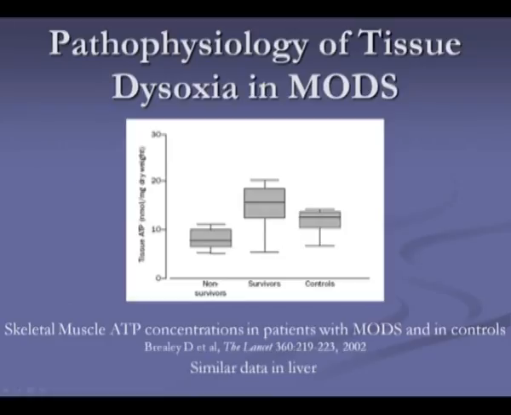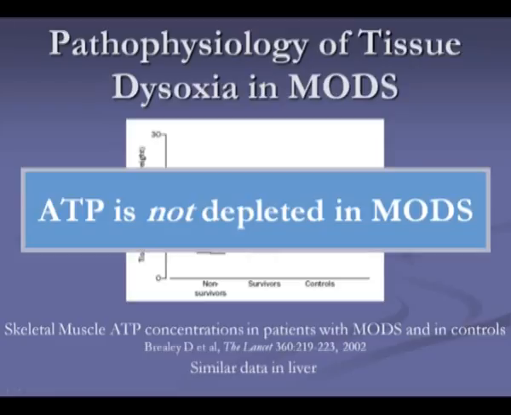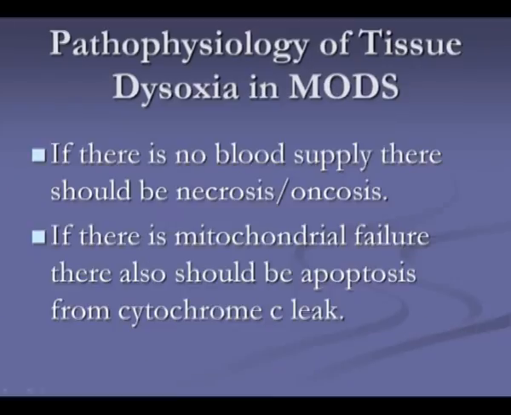Well, what about ATP concentrations? This is again Mervyn Singer's group looking at skeletal muscle ATP in patients with MODS and in controls. And what you can see here, and there's similar data in liver, if you look at the survivors at least compared to the controls, is that if anything ATP goes up, and it's certainly not depleted. So ATP is not depleted, and these are patients in MODS. If there's no blood supply, there should be necrosis or oncosis.